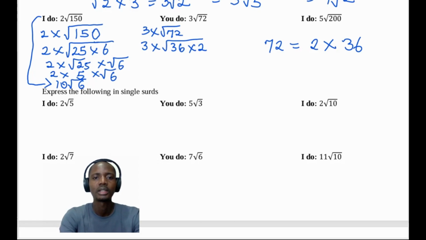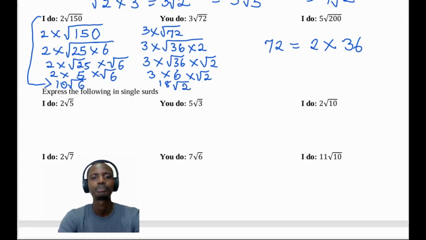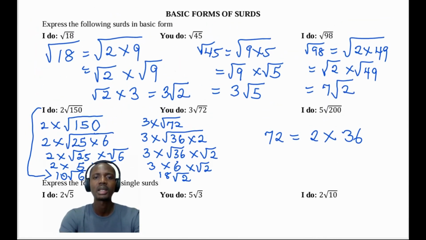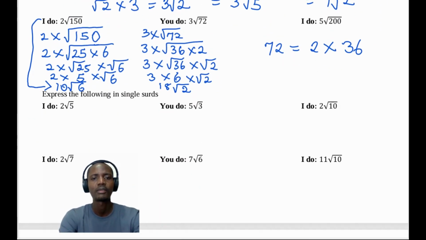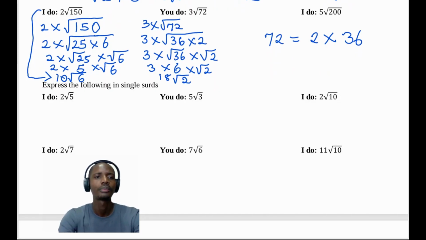Now, based on the rule we learned earlier, that is 3 times root 36 times root 2. The square root of 36, that's quite easy. That is 6. So that is 3 times 6 times root 2. So that gives us 18 root 2. Remember, what we are doing is expressing our surds in their basic form. So 3 root 72 in the simplest form is 18 root 2.